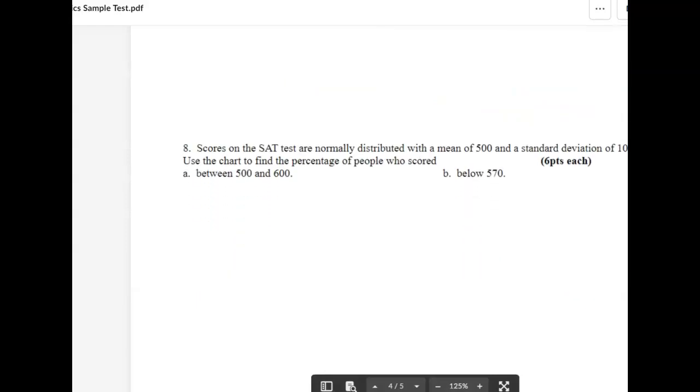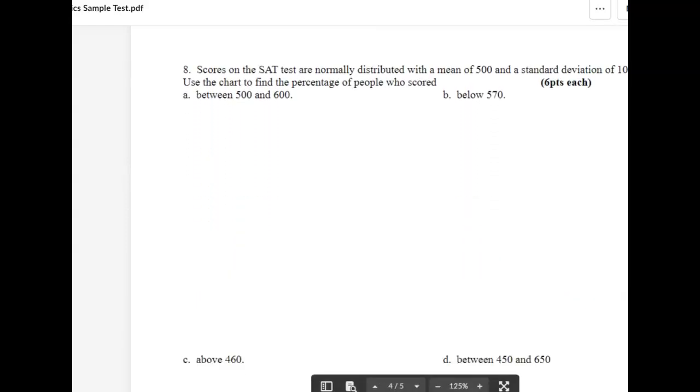Okay, and then the test wraps up with some questions like what we just did here today, where you're given information. This example here, it was the SAT test again, and you're asked to find the percent of students in a particular range, particular situations there. In addition to this, your test will have one question as well dealing with margin of error. Okay, so that's the test.